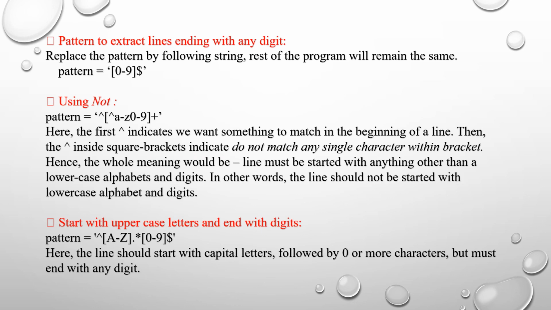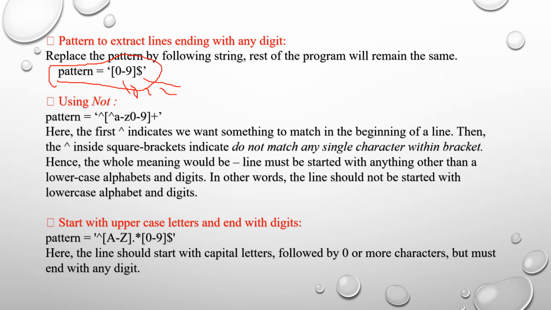Let's see some more patterns. For example, this is a pattern: pattern equals [0-9]$. The use case of this pattern is to extract lines ending with any digit. So 0 to 9 indicates the digits 0, 1, 2, 3, 4, 5, 6, 7, 8 and 9. The use case of the dollar symbol is that it matches the end of the string.